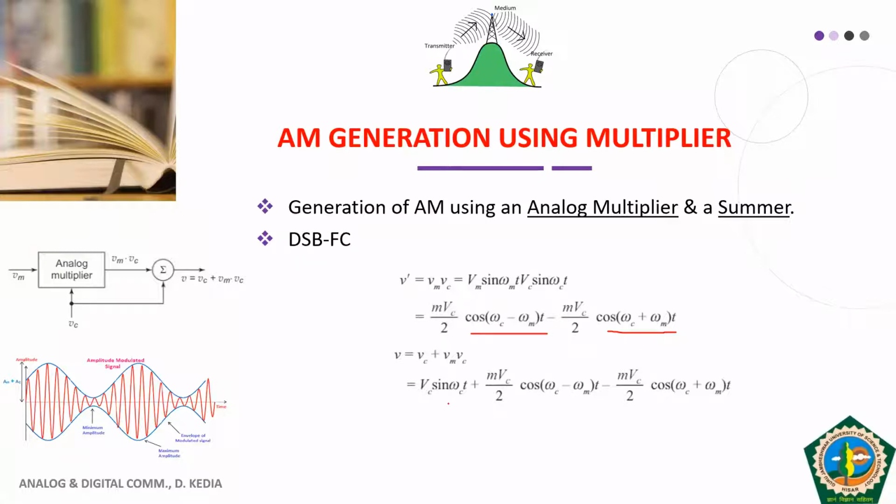But we want a double sideband full carrier AM signal. So we need the carrier also. That's why after multiplication, we added the carrier part into it. So that's why we needed an analog multiplier and a summer. And once we do that, we get the complete AM signal as you are able to see here. So just by using an analog multiplier and a summer, we are able to generate AM signal. Very, very simple.